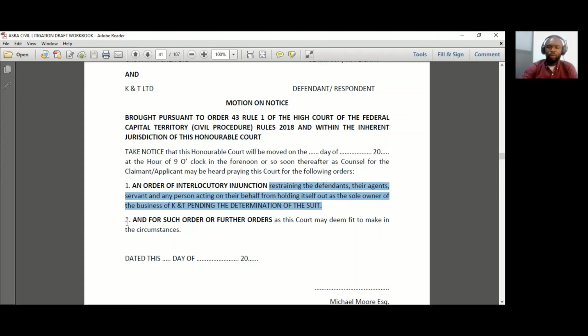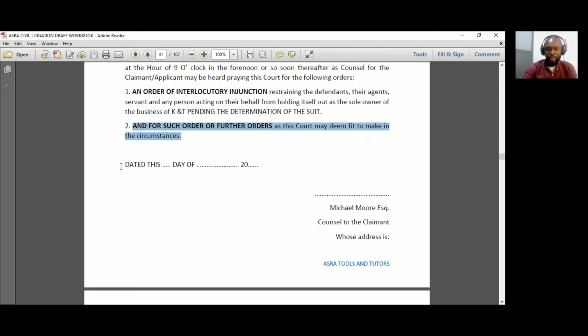And then you would always, after making your particular prayers to the court, include what we call the omnibus prayer. Omnibus prayer is simply a broad request to the court to grant any other order which the court may deem suitable in the circumstances of the case. And so it says, and for such order or further orders as the court may deem fit to make in the circumstances. And then after that, you now date your motion.